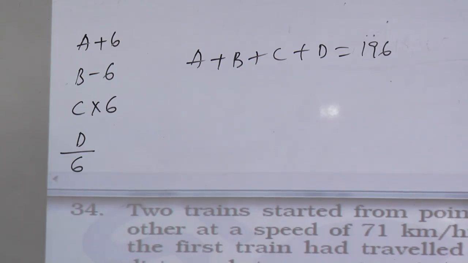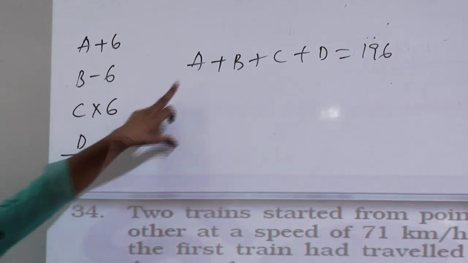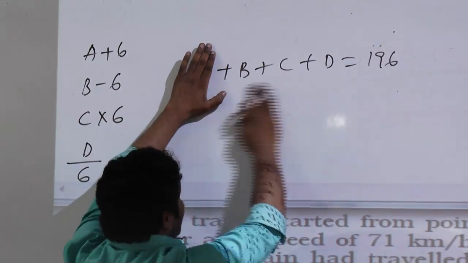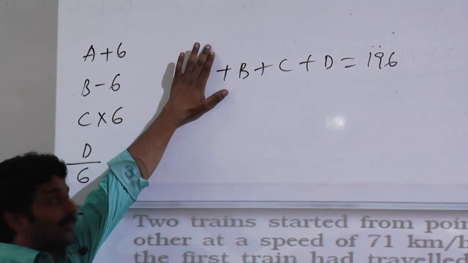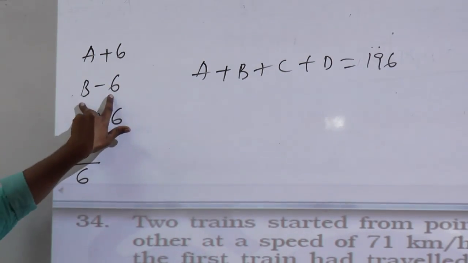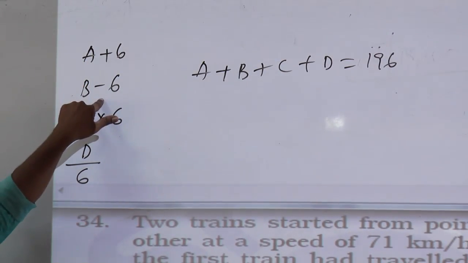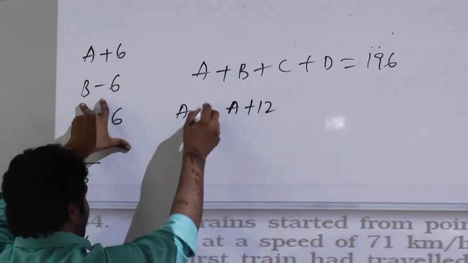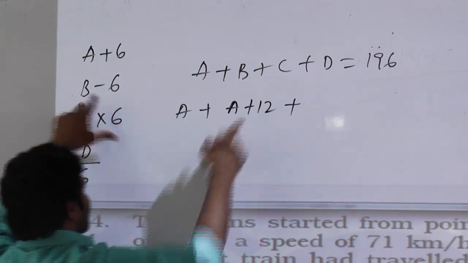Now, let's write a and convert b, c, d with respect to a. I want to write b with respect to a. b minus 6 is equal to a plus 6. b will be a plus 12. So a, a plus 12, this is a, b, c.